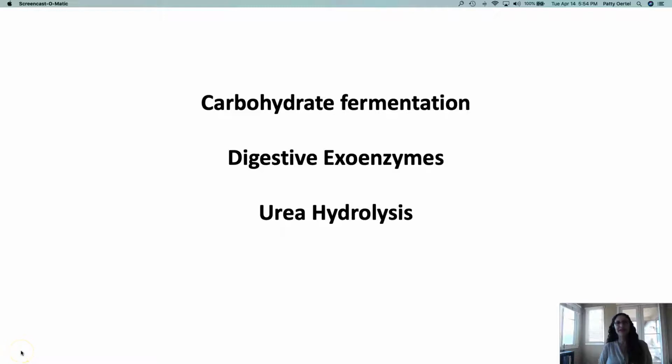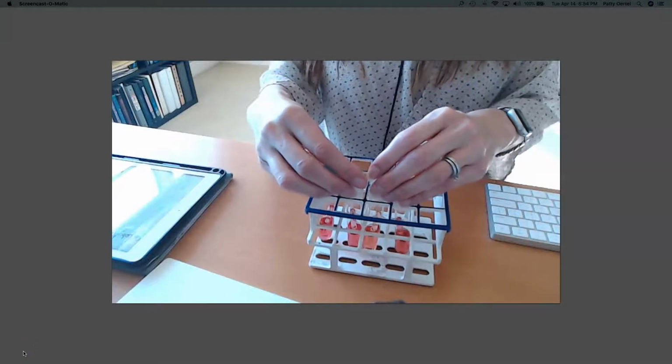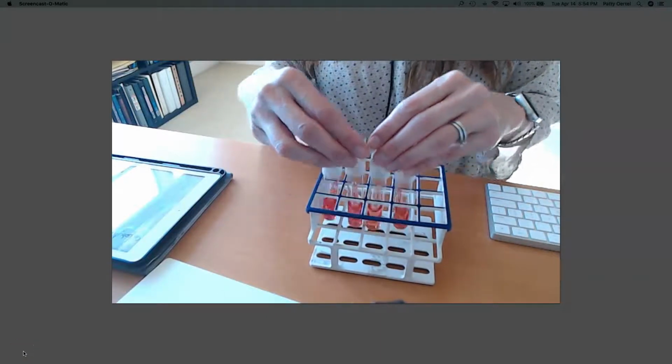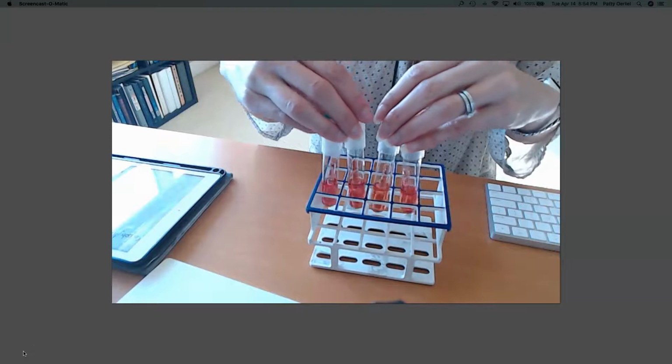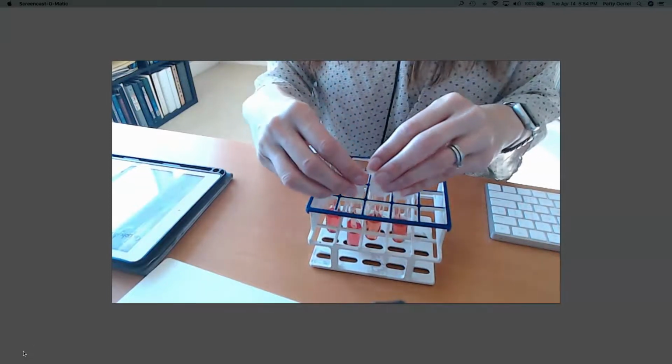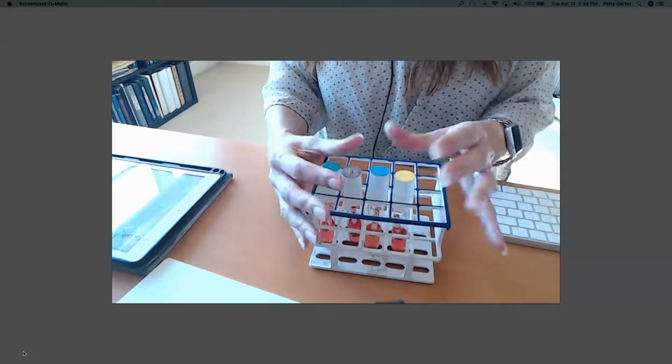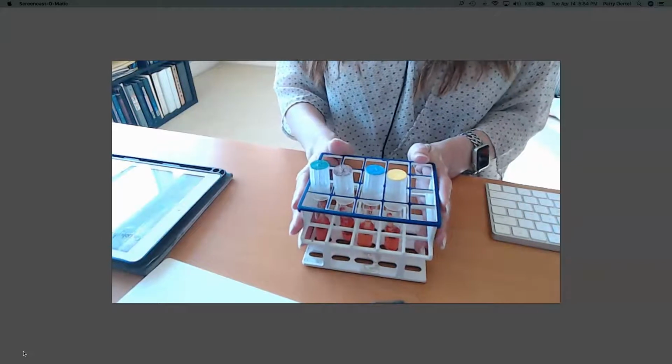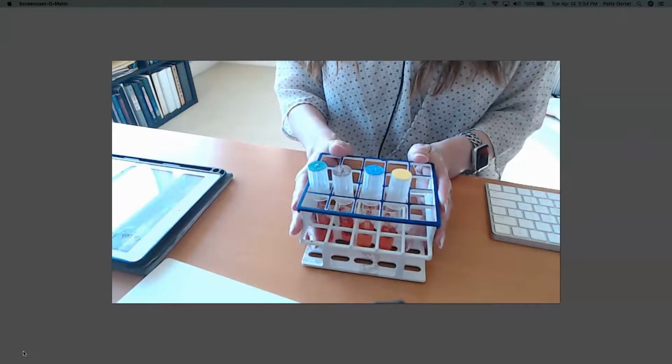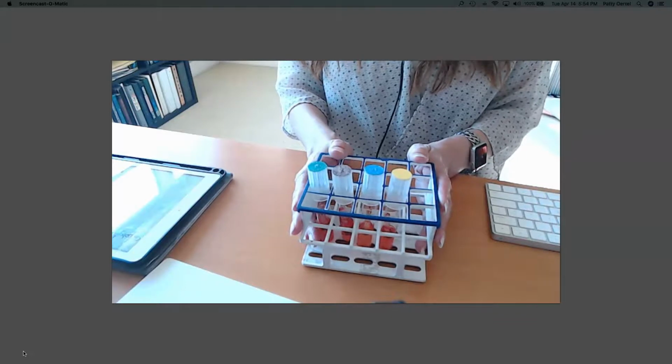Welcome back. In today's lab, we will be covering carbohydrate fermentation, digestive exoenzymes, as well as urea hydrolysis. So let's go ahead. So what are carbohydrates? Carbohydrates are essentially sugars. What we're going to be doing today is we're going to determine what carbohydrates your unknown bacteria is capable of fermenting.